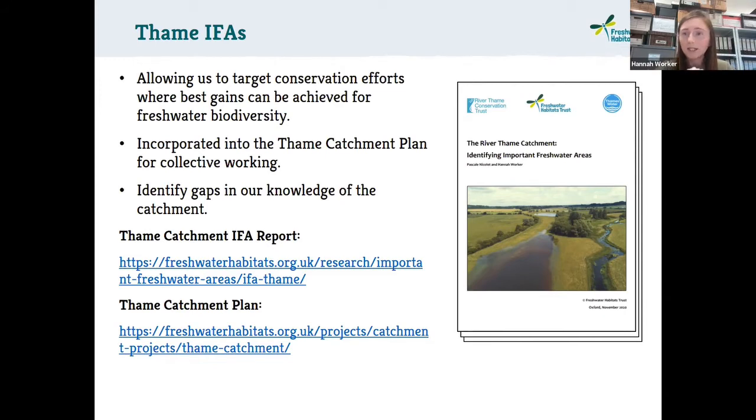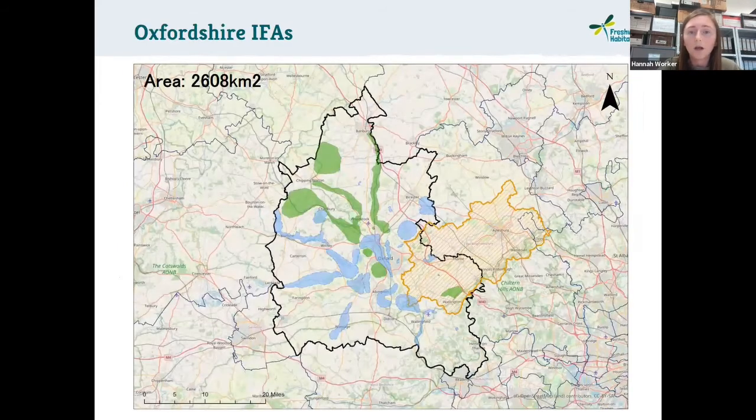If you're interested to see it, the plan is online, and it has more details of everything, and the records of what we found, and there's also a link to the Thame Catchment plan, so very happy to circulate that after the talk.